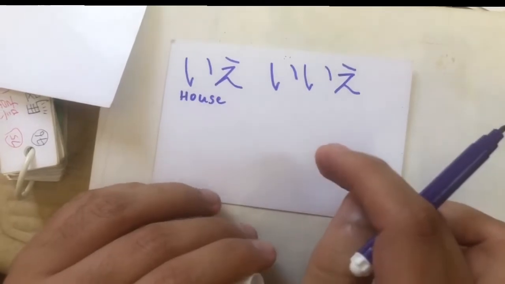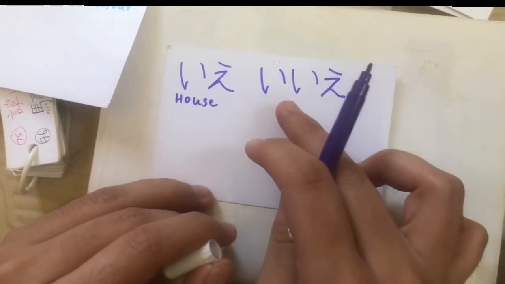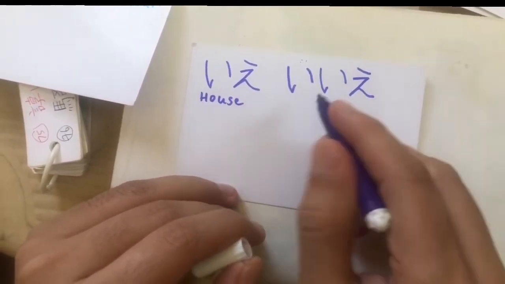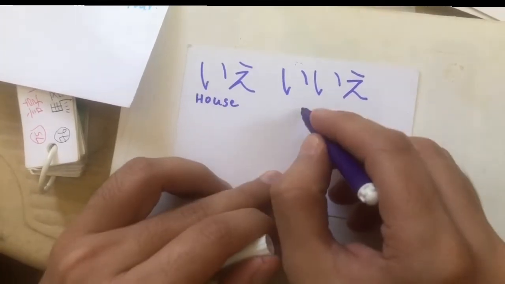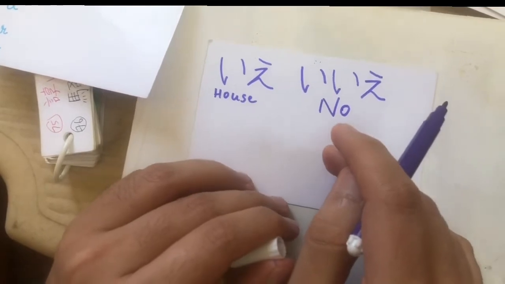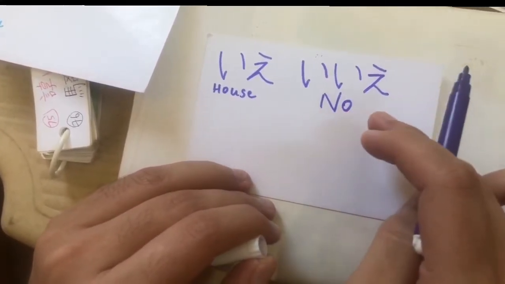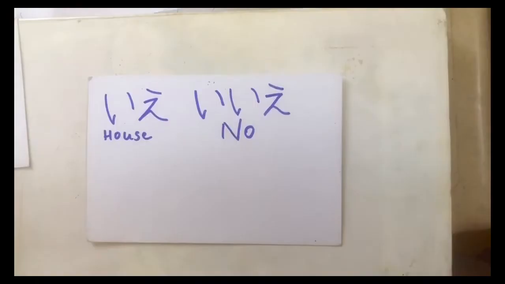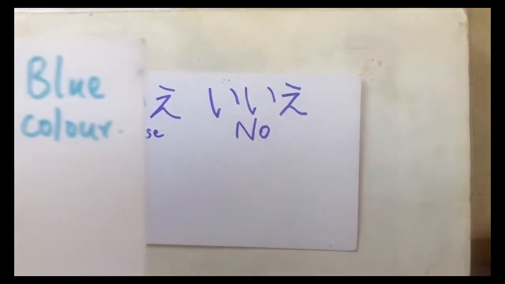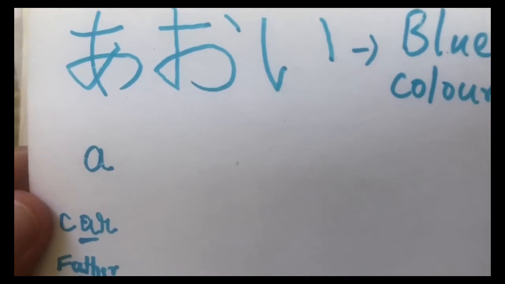Can you notice the difference between these two words? This is e, this is e. E means no. So make sure that you do not get confused between these two words. It is similar to the pronunciation of the R character in English, as in car or father.